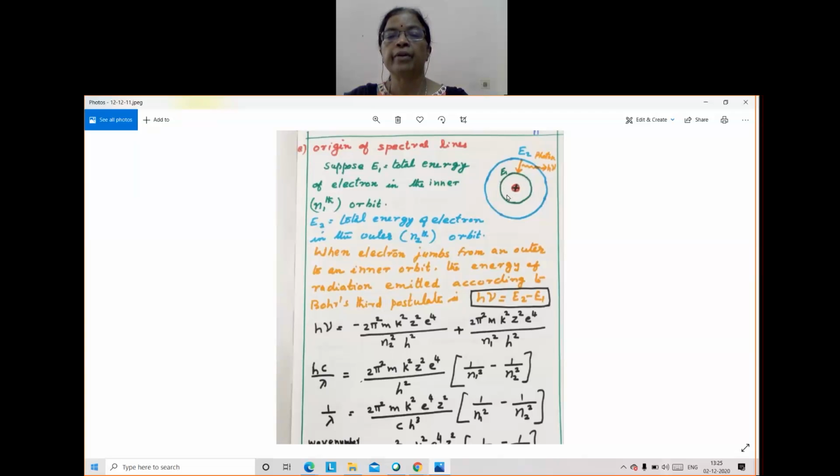We know for the first orbit, minus 13.6 eV is the energy. For the second orbit it will be minus 13.6 by 2 square. That is the energy. And first we are finding the general equation.